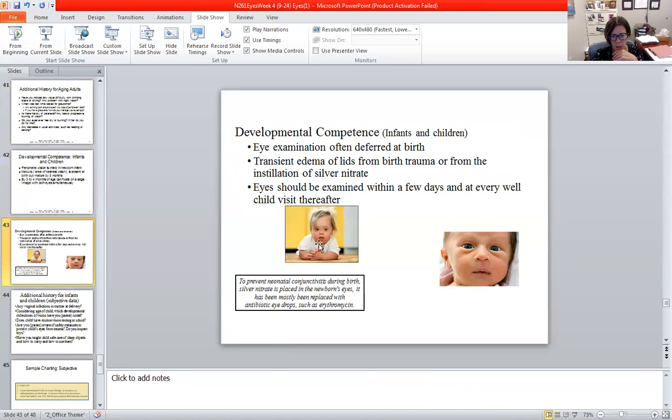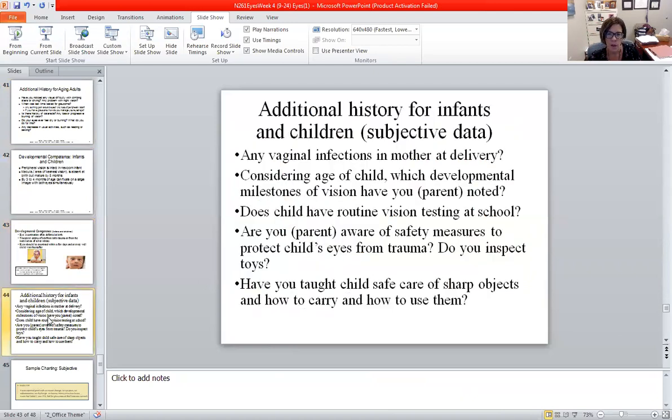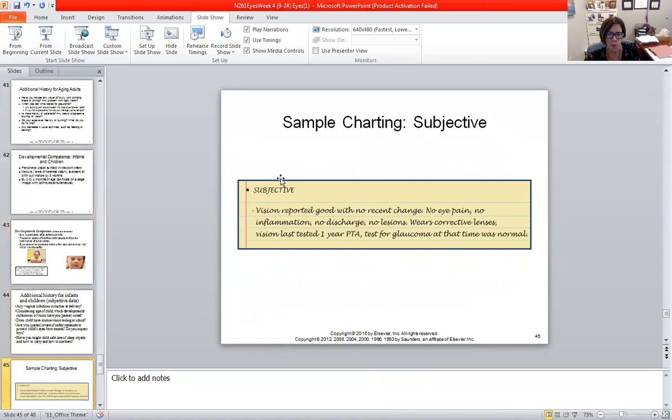You kind of look at this baby and examine their eyes. You can usually tell Down syndrome babies usually have an upward slant to their eyes. Additional history for infants: any vaginal infections that the mother may have. Consider the age of the child, so think about the milestones. Have they had routine vision tests at school? Schools are always doing vision tests. Make the parents aware of safety measures for their child, that their toys are age appropriate. Have they been taught not to carry sharp objects, or how to carry sharp objects?